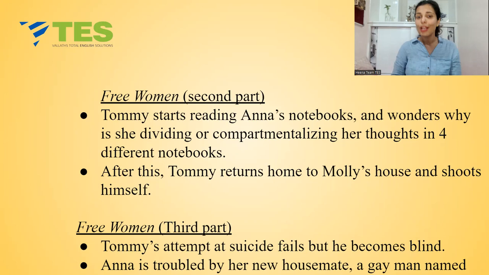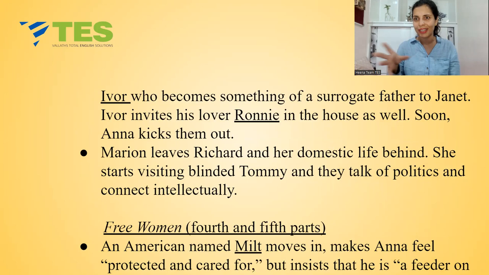Tommy's attempt at suicide fails, but he becomes blind. Anna is troubled by a new housemate she has kept. And who is this new housemate? A gay man named Ivor. Ivor becomes somewhat of a surrogate father, a caring person to Janet, her daughter. And Ivor, in fact, invites his lover, Ronnie, to the house. They don't even pay the rent properly. So soon, Anna kicks Ivor and Ronnie out of her house.